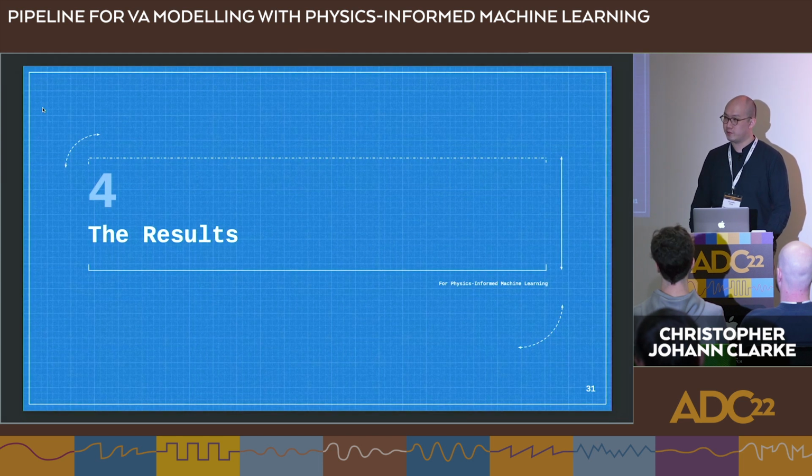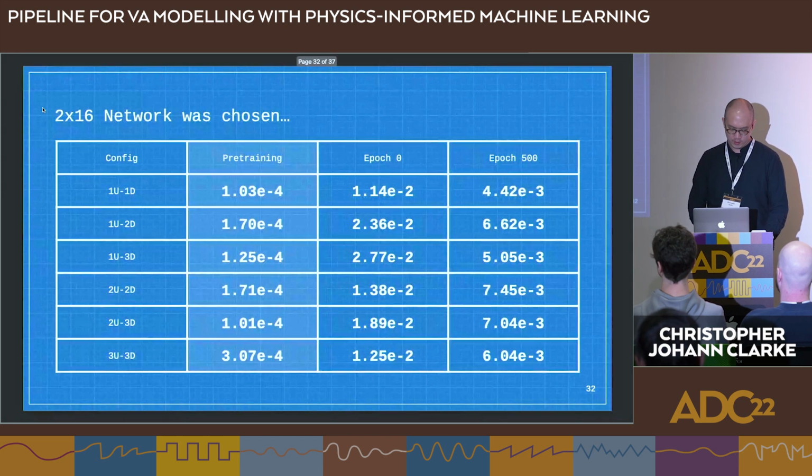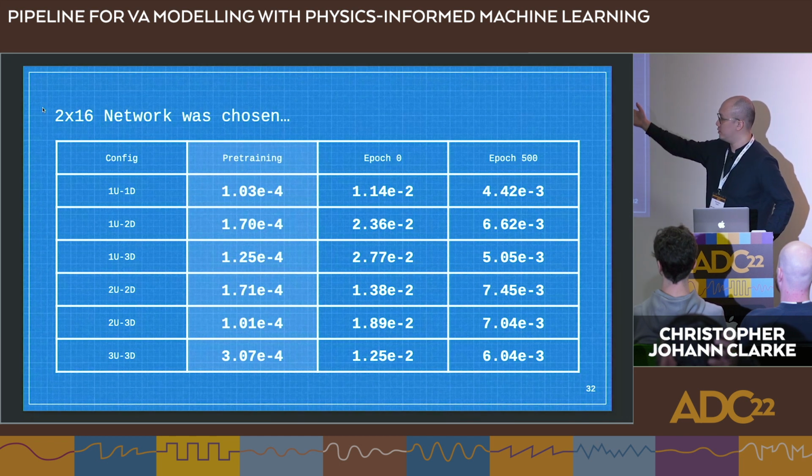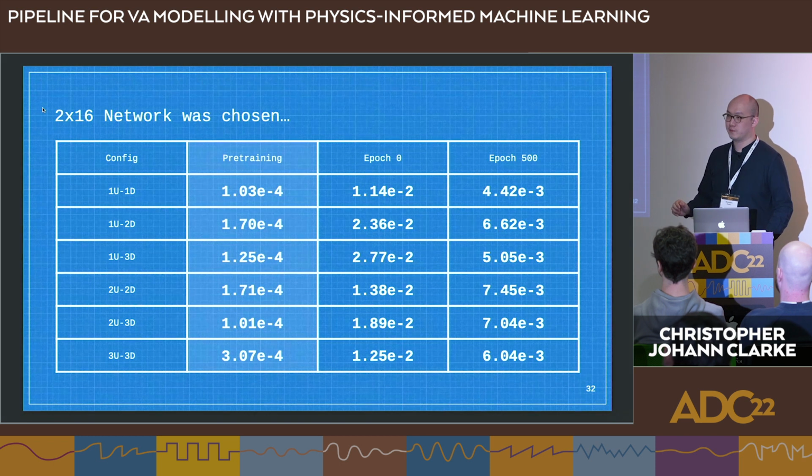Next are just some results of the plugin. If we look at just the 2x16 network, that is 2 layers by 16 wide, these errors are of the test dataset, which is different from the data that was used to train the models. The pre-training error shows the network's deviation from the Shockley model. In pre-training, you can see the E-4 is very close to the Shockley model, right?